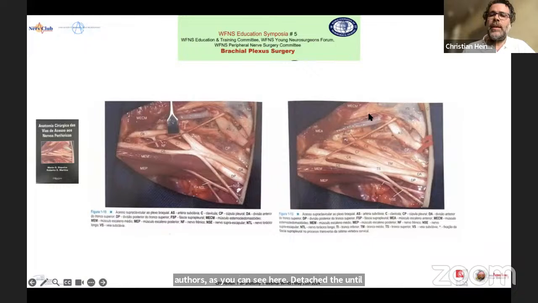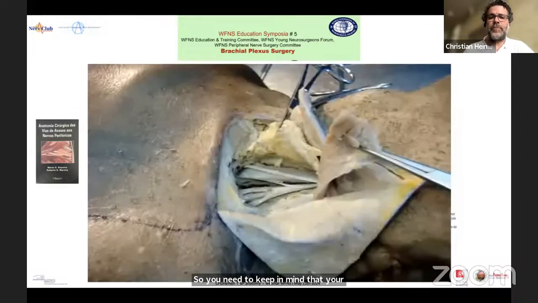So you see how close, this is the internal jugular vein. So you see how close all the structures are. Again, phrenic nerve, this is the pleural cupola. So you're on the lung, you need to be aware of that too. So it's a very interesting, a very beautiful region, but it's also a region where you can cause damage, and severe damage. So you need to keep in mind that you're working in a very delicate field.